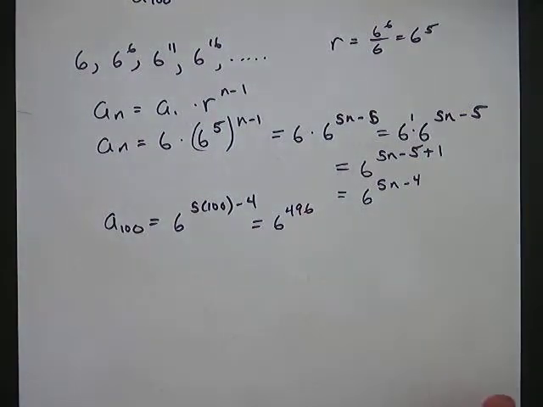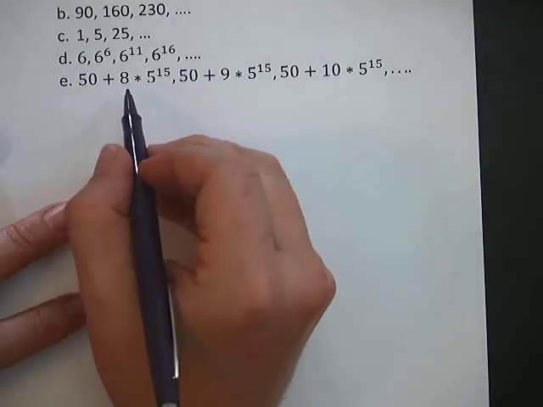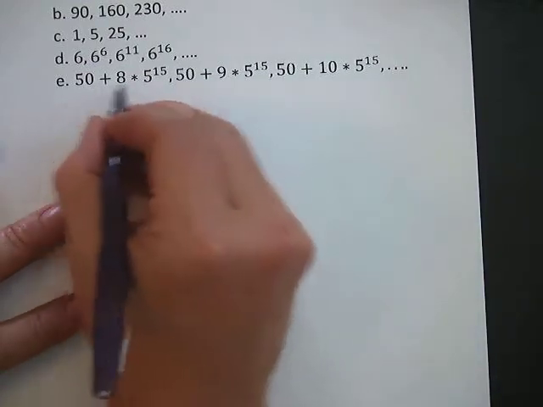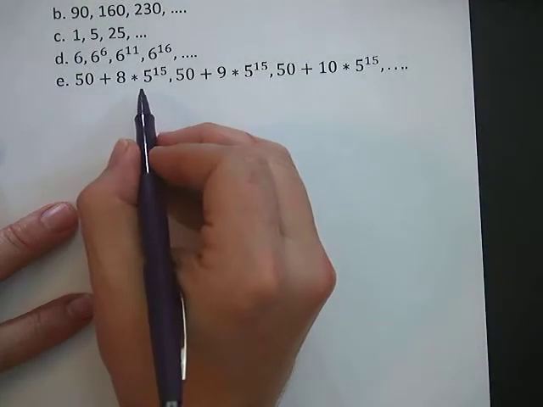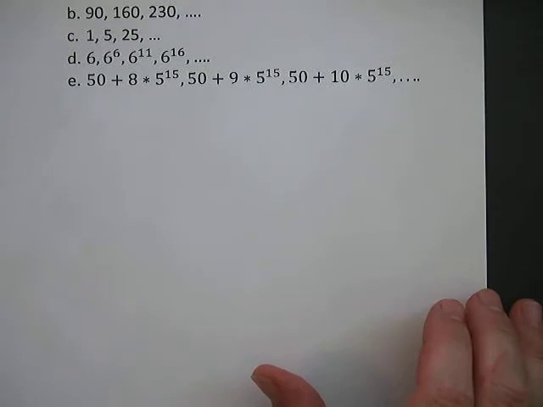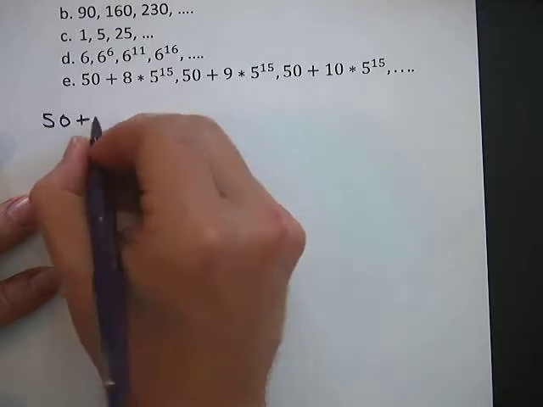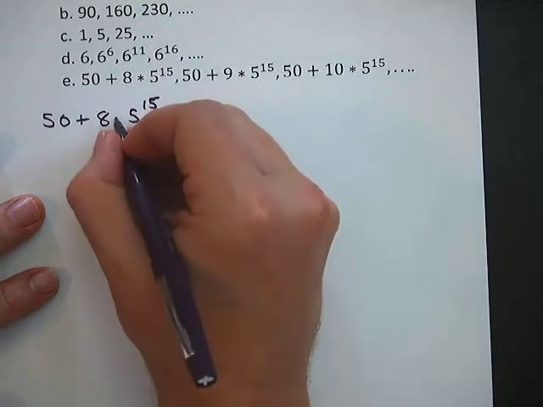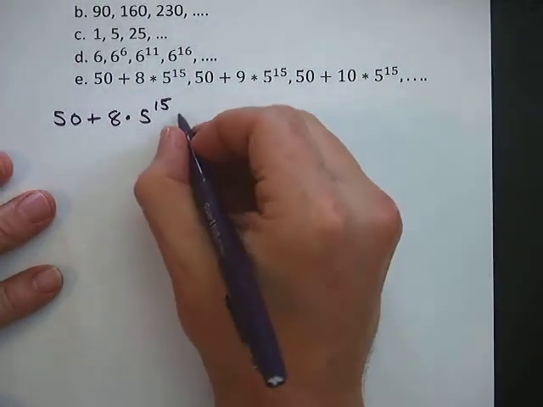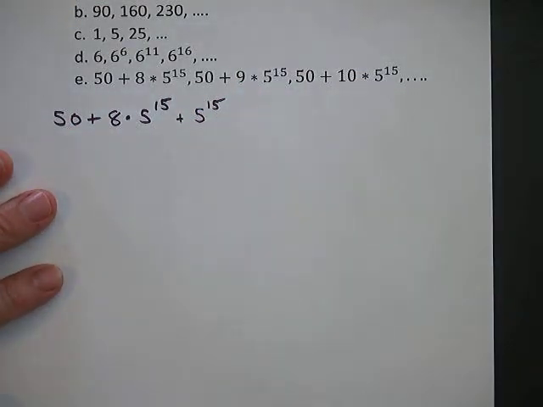Okay. And then for the last one, we've got this one that we said was arithmetic. There's an extra term being added in each one of those, an extra 5 to the 15th. So it was a little difficult to find that common difference. But what we said is that if we have 50 plus 8 times 5 to the 15, which is your first term, what I'm positing is, if we add a 5 to the 15, if we're saying that's our common difference, will we get the next term? Okay, if we add 5 to the 15.